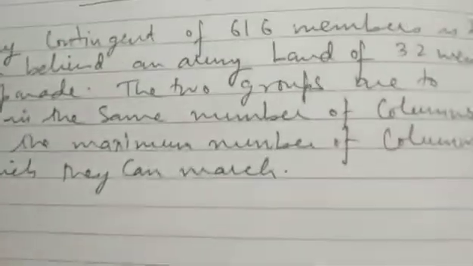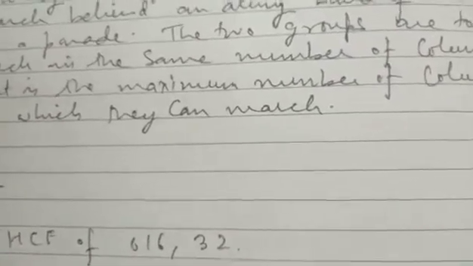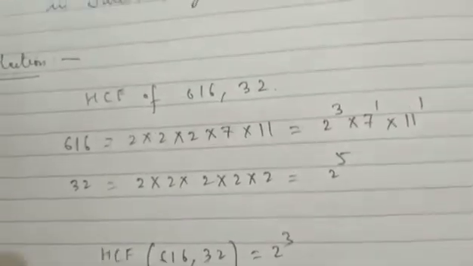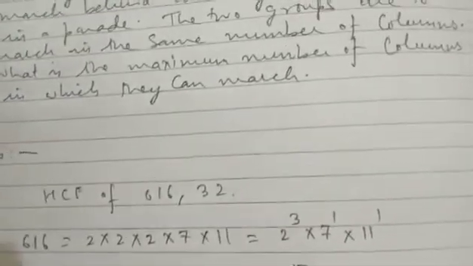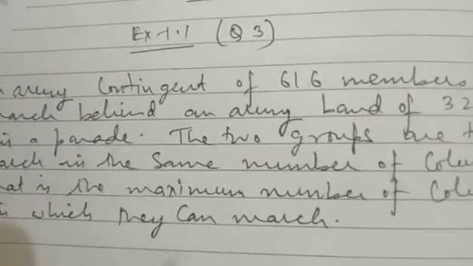So since they have to march in the same number of columns, that means we have to find out the HCF of the two numbers, and the method is here, and this is question number 3 of exercise 1.1.